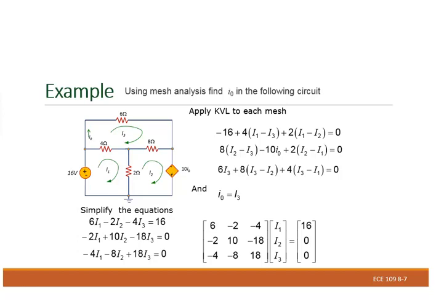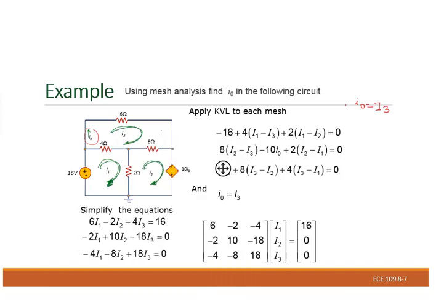Okay, here is another example. We're going to use mesh analysis. In this one, using mesh analysis, find I0. I0 is this one here. Basically, I can say I0 is equal to capital I3 here. These are the mesh currents, and we select their direction too. These are the ones we select in this direction right there.